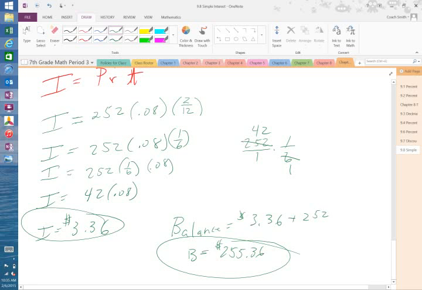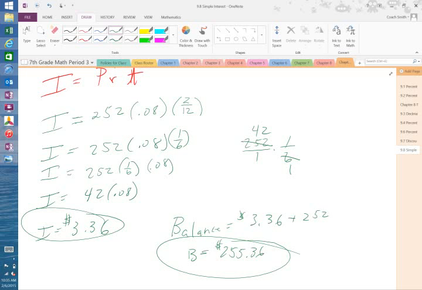What is the balance? The balance is, in this case, because it's a savings account, how much money you would have at the end of the 2 months. In other words, they initially put $252 in their savings account, and they didn't touch it. They didn't put more money in or take more money out. $252, and they put it in there for 2 months at 8%, and they got $3.36 back. Now, obviously, that doesn't seem like a lot of money, right? Well, what if it's $252,000?